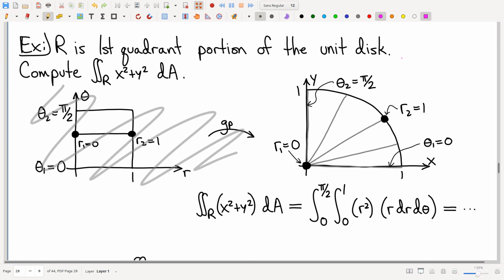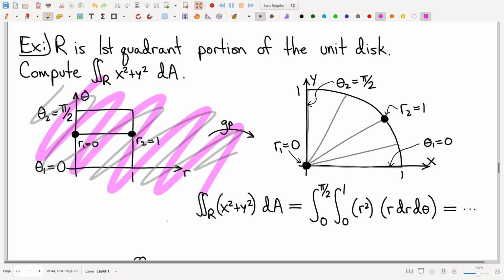Same first quadrant portion of the unit disk, same pullback, same polar coordinates change of variables. Exactly the same. I'm just going to do this whole thing now without making any reference to the pullback domain. By just observing that, okay, well, I know that my theta slices look kind of like this. I can see that my first and last theta slices are at 0 and pi over 2, because again, this is what theta slices look like.